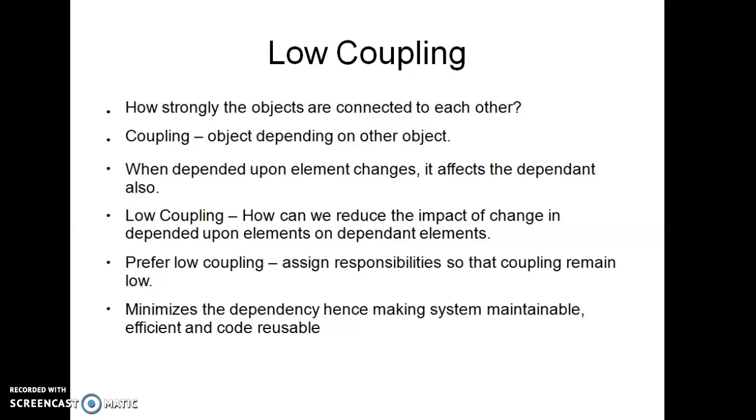So what we are doing is separating the responsibility of the objects. Low coupling shows how to minimize the dependency to make the system maintainable, efficient and the code reusable. If we are making low coupling, then we are reducing the dependency among the objects. So suppose one changes, then it should not affect the other one. Okay? So that is the thing. We generally prefer low coupling. We assign the responsibility so that coupling remains low. That is low coupling.